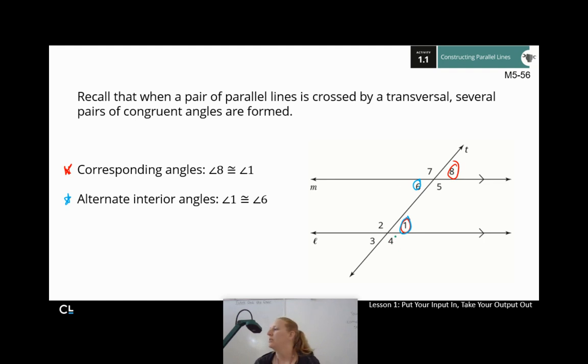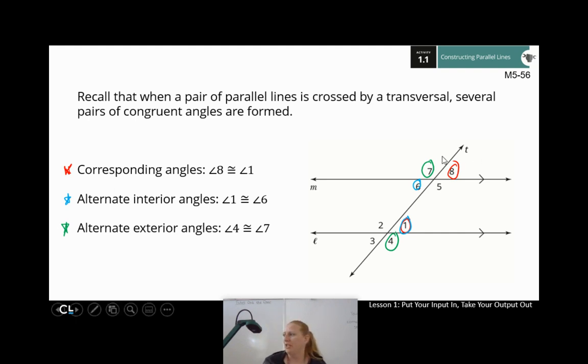So, for example, I would say that 4 and 7 are alternate exterior angles because they're on alternate sides of the transversal, right? You see this guy's on the left, this guy's on the right, and they're on the exterior of my parallel lines. So alternate exterior angles, those guys are also congruent. So angle 4 and angle 7 are also congruent to each other. So you get a whole bunch of congruent angles when this happens. This can work to our advantage. Let me show you what I mean.